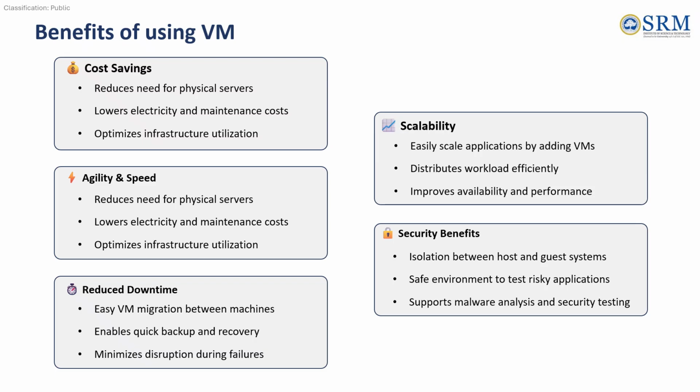Virtual machines also improve security because each virtual machine operates in an isolated environment. This allows risky applications or malware analysis to be performed safely without affecting the main system. You can compare this to a modern co-working office space. Different teams can work independently in separate cabins while sharing the same building infrastructure. It reduces cost, improves flexibility, and allows easy expansion whenever new teams join.